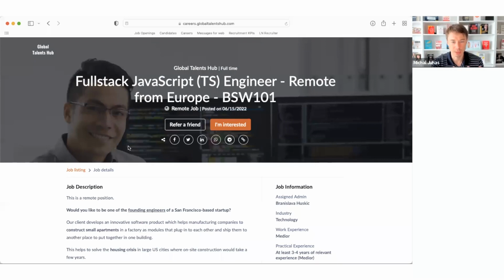So today we will be reviewing the Fullstack JavaScript/TypeScript engineer. This is a position for one of our clients, fully remote from Europe. The client is in the United States. The acronym TS stands for TypeScript, so JavaScript and TypeScript.